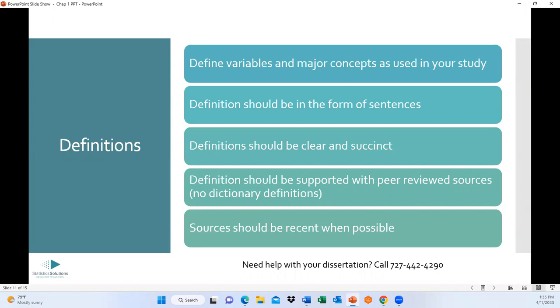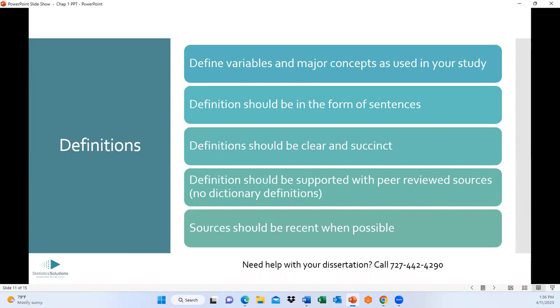Definitions should always be supported with peer-reviewed sources. Don't use dictionary definitions. It's too general. You need something from the literature, and it needs to correspond to how you're going to be using it in the study. So no dictionary definitions. Sources should be recent. That's not so important here, but throughout chapter 1, except maybe in the background section, your sources should be as recent as possible.